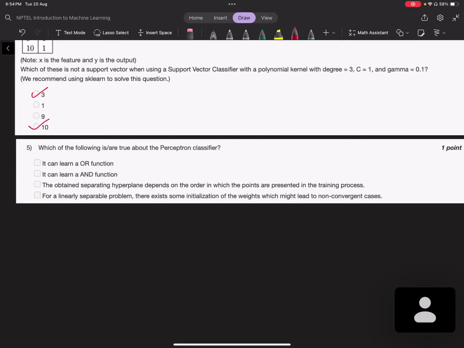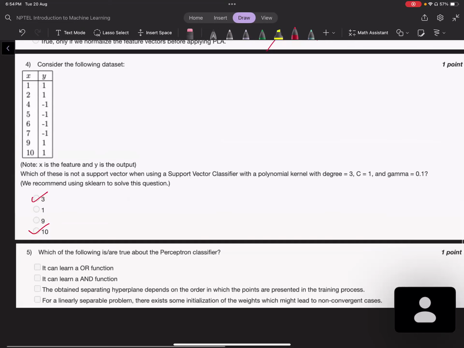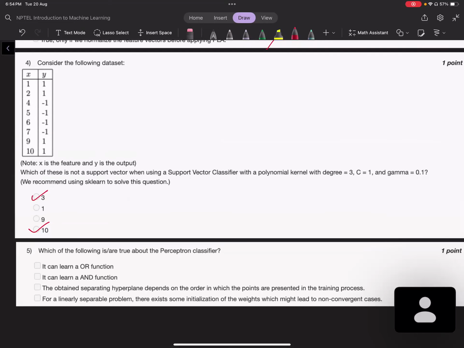So here's one doubt: the order in which the points are presented, does it mean it's always X and Y being swapped? It's not like you're jumbling the data and giving it, right? The question is, the third point, order of points, what are they referring to? Is it like you're jumbling the data? Yeah, it says the result depends on the order in which the points are presented in the training process. It's saying that, yeah, something called shuffling.